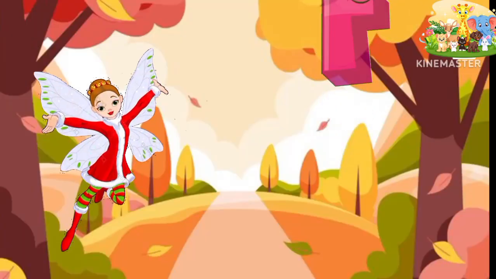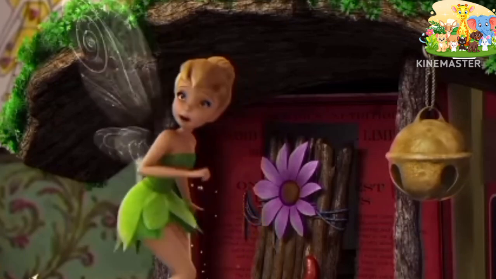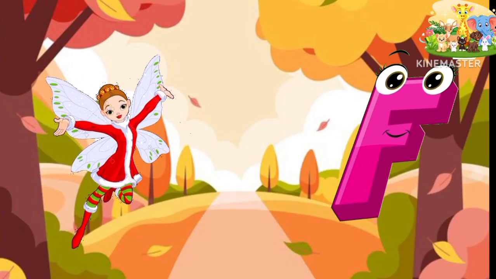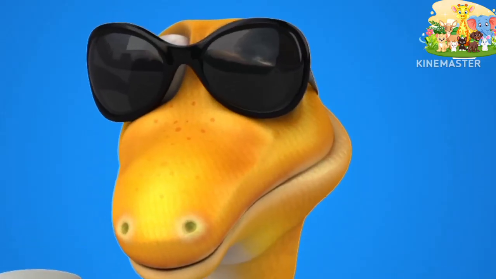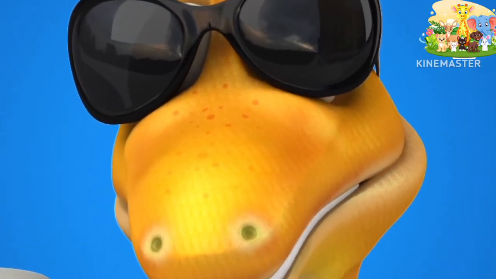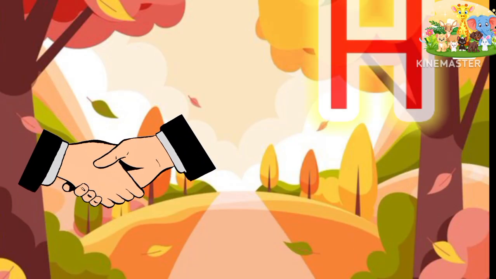F is for fairy, fairy. F, fairy. G is for glasses, glasses. G, glasses.